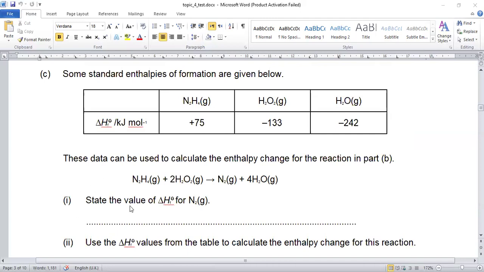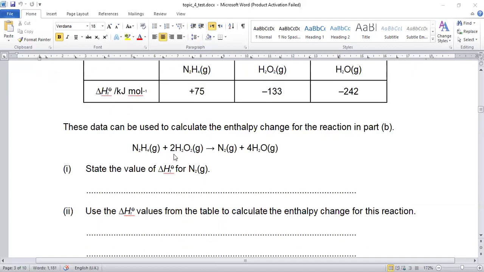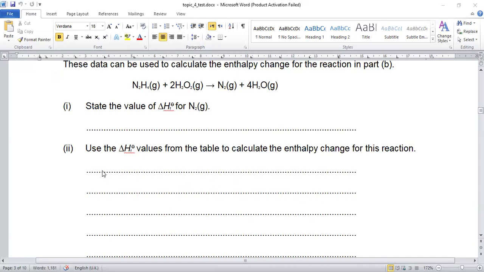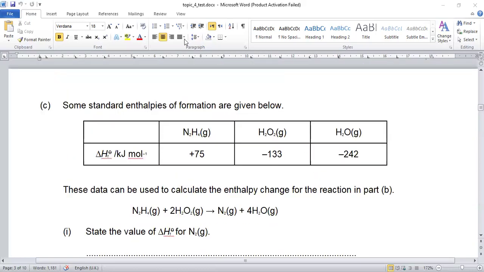State the value of delta H formation for nitrogen. You can notice that it's not included in the table. Can you guess why? Because it's an element. Yes, for an element, delta H formation equals 0. Use the delta H formation standard values from the table to calculate the enthalpy change for this reaction. So what would the value for nitrogen be? It equals 0.